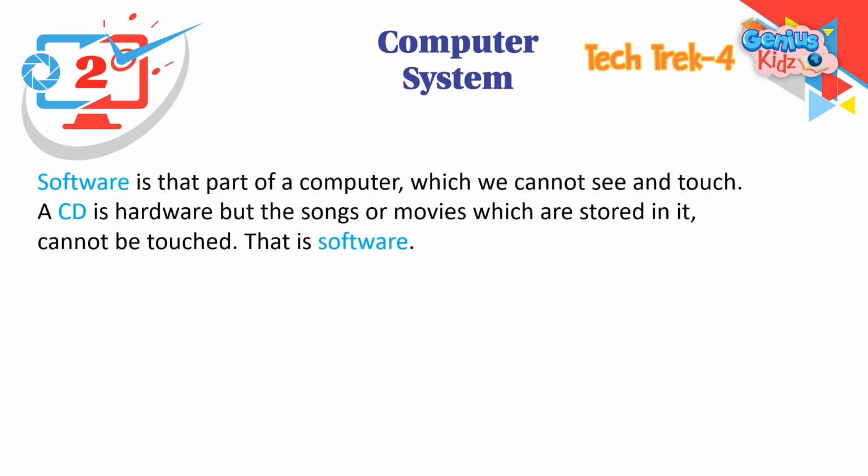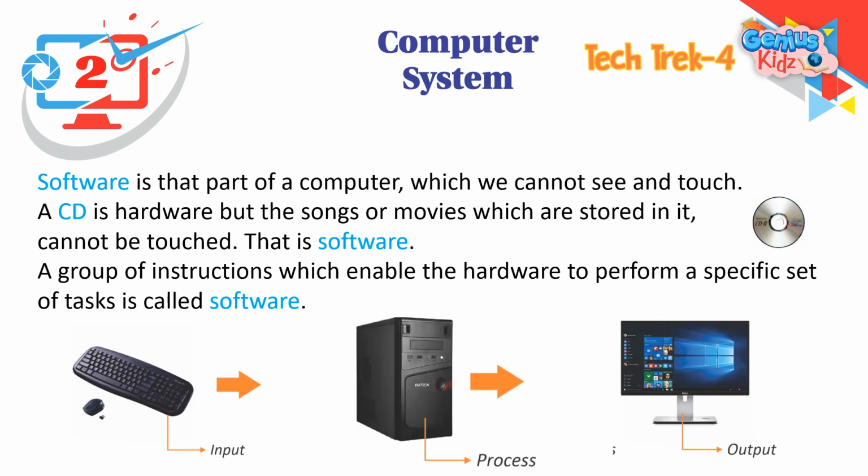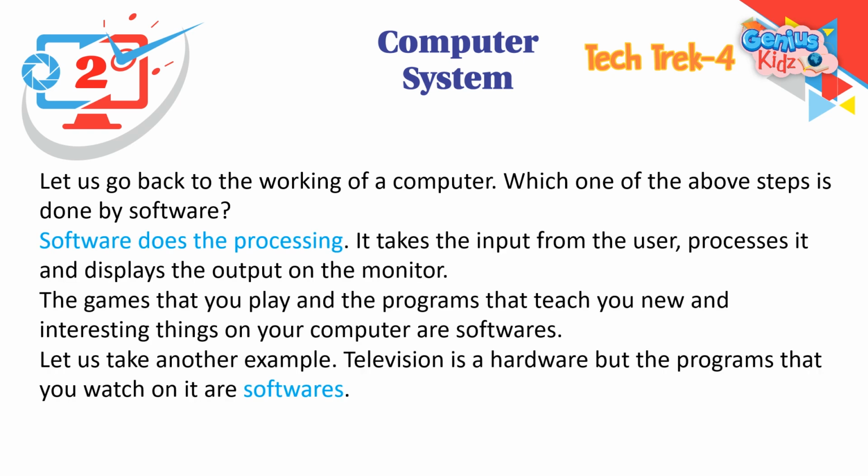Software is that part of a computer which we cannot see and touch. A CD is hardware, but the songs or movies which are stored in it cannot be touched. That is software. A group of instructions which enable the hardware to perform a specific set of tasks is called software. Input, process, output. Let us go back to the working of a computer. Which one of the above steps is done by software? Software does the processing. It takes the input from the user, processes it and displays the output on the monitor.